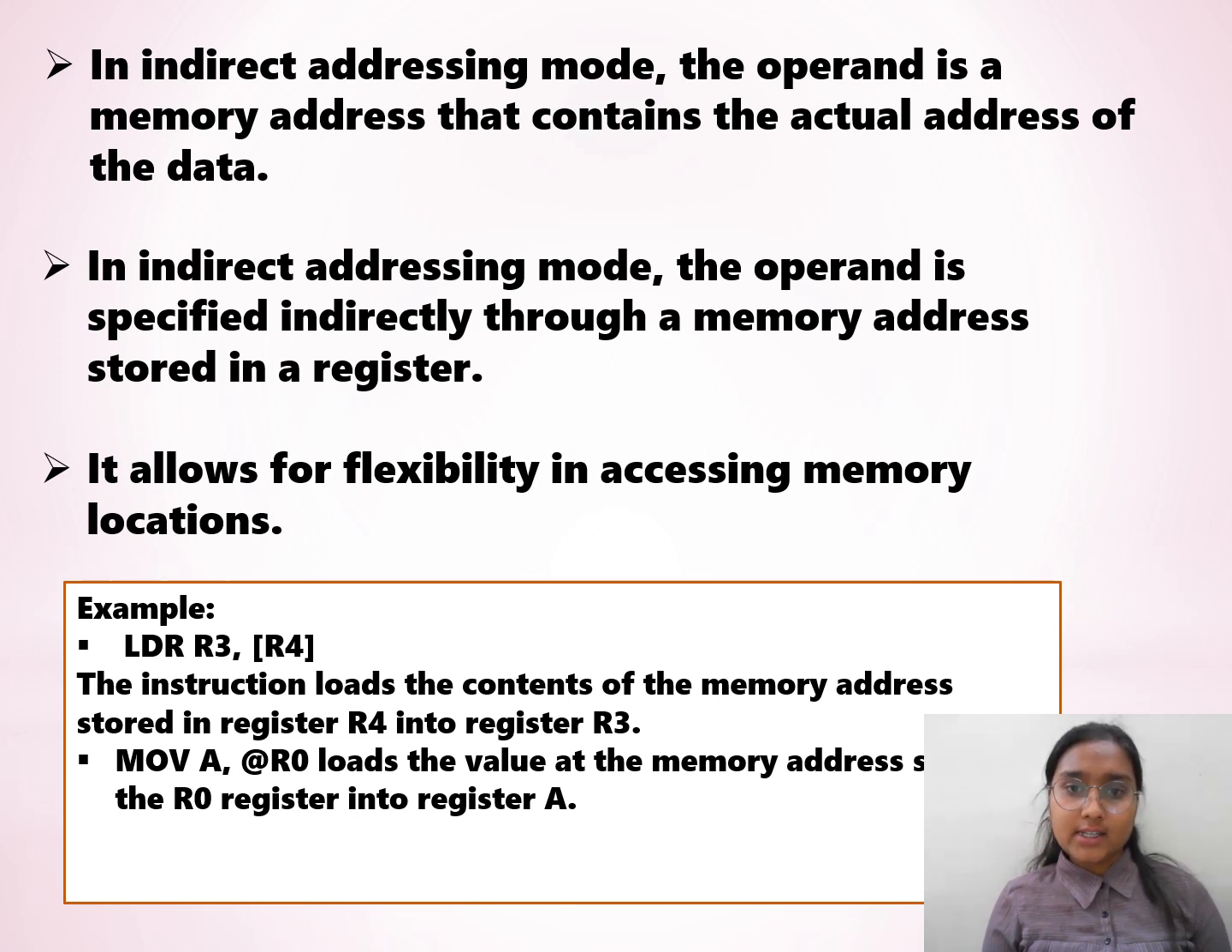In indirect addressing mode, the operand is specified indirectly through a memory address stored in a register. It allows for flexibility in accessing memory locations. Example is LDR R3, [R4]. The instruction loads the contents of the memory address stored in the register R4 into register R3. MOV A, @R0 loads the value at the memory address in the R0 register into the register A.